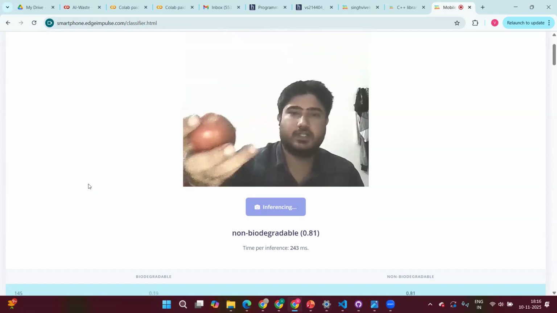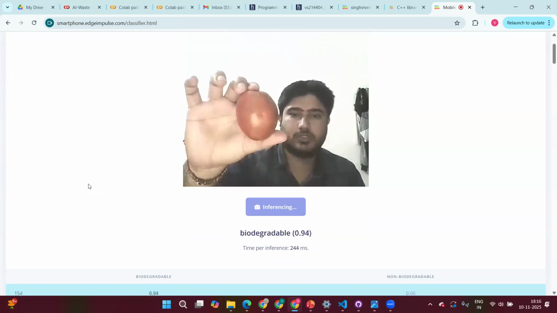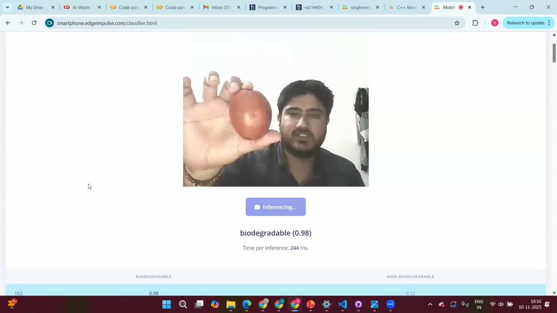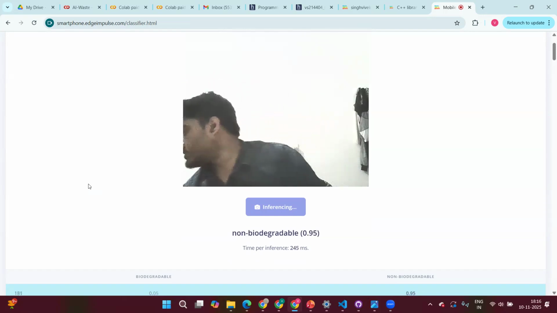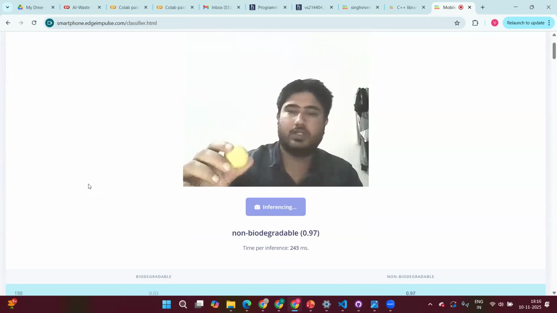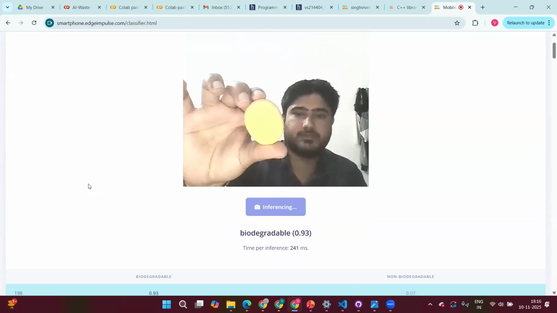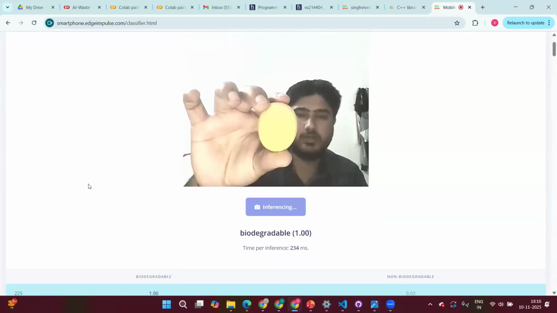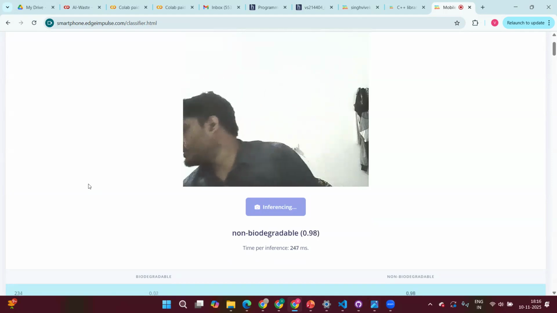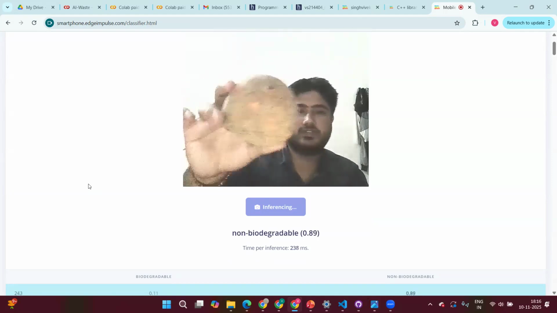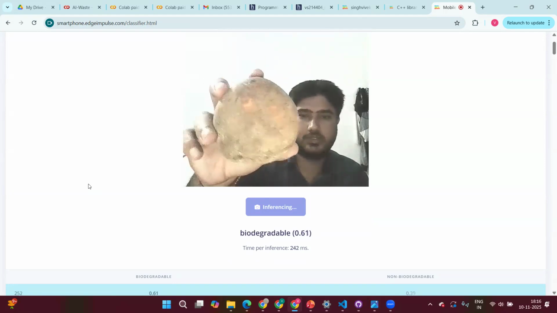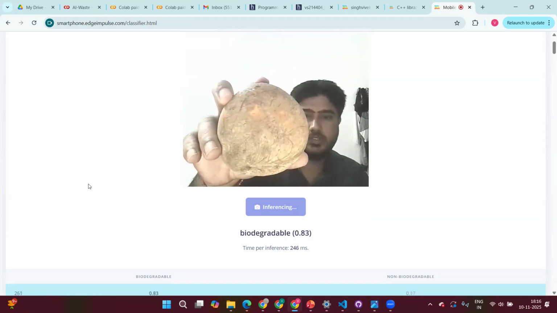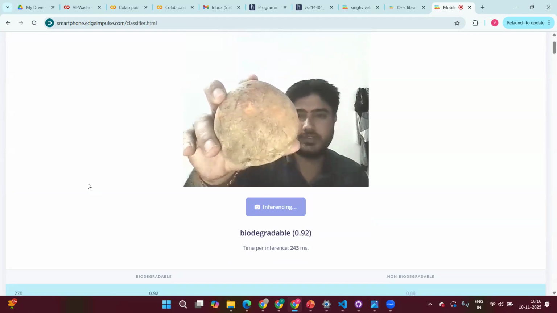Now let's take this tomato, and it's again classifying it as biodegradable, which is exactly correct. Let's try some other things like lemon. It's again classifying it as biodegradable, which is exactly correct. Now let's try this coconut. Again, this is a correct classification.